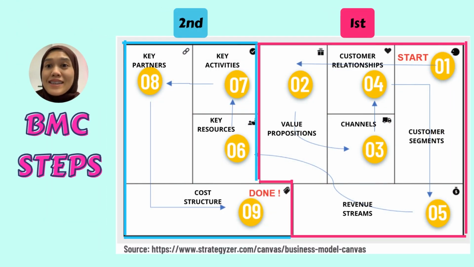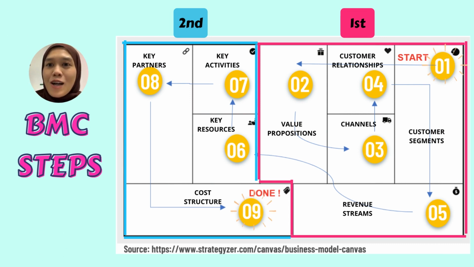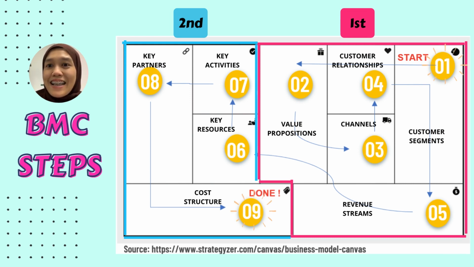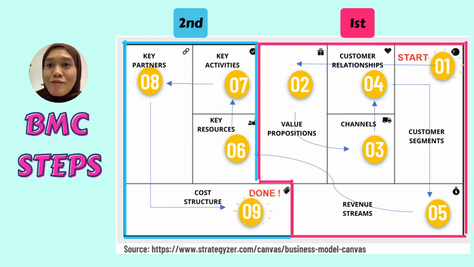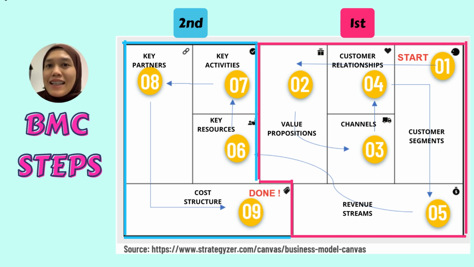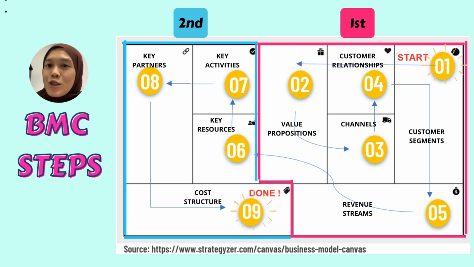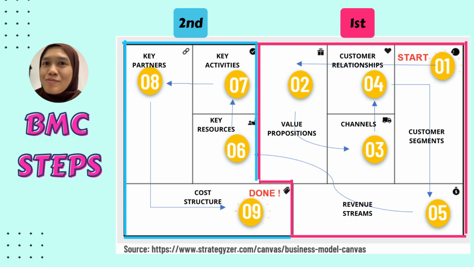Let's continue with the steps in Business Model Canvas. There are 2 parts on how you start your BMC. As you can see, the pink one, the first one, we need to complete first. First, let's start with the customer segment. And then, you need to move on to value proposition. After that, you can go to the channel. And then, you move to customer relationship and continue with the revenue stream.